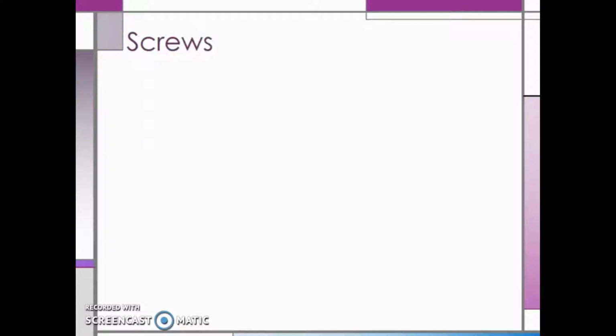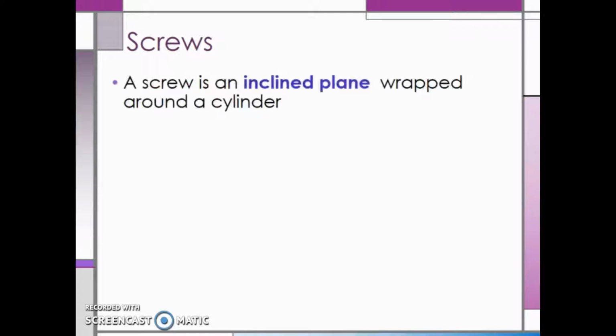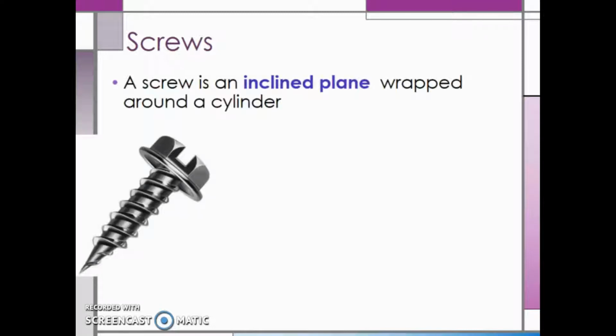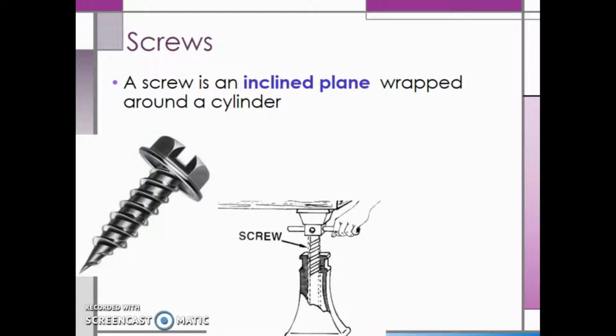In the previous video, we looked at inclined planes and how to do some calculations involving the ideal mechanical advantage. We will now take a look at screws and see how they are related to inclined planes. A screw is simply an inclined plane that is wrapped around a cylinder. An example of a screw might be an actual screw, a jack, or a drill bit.